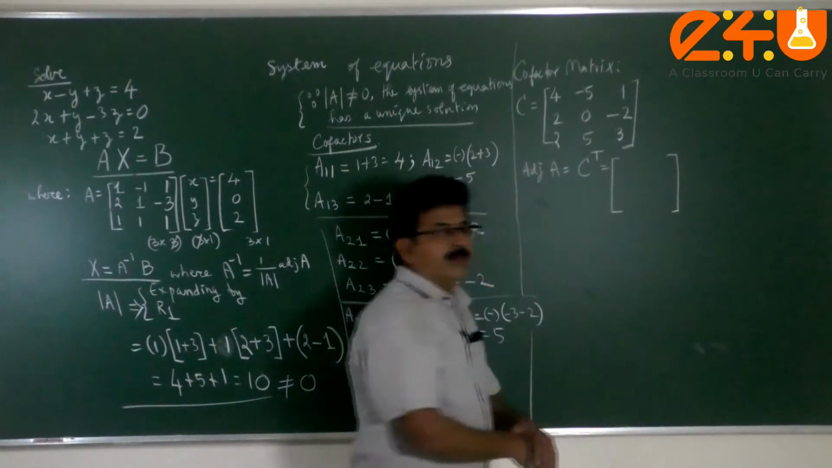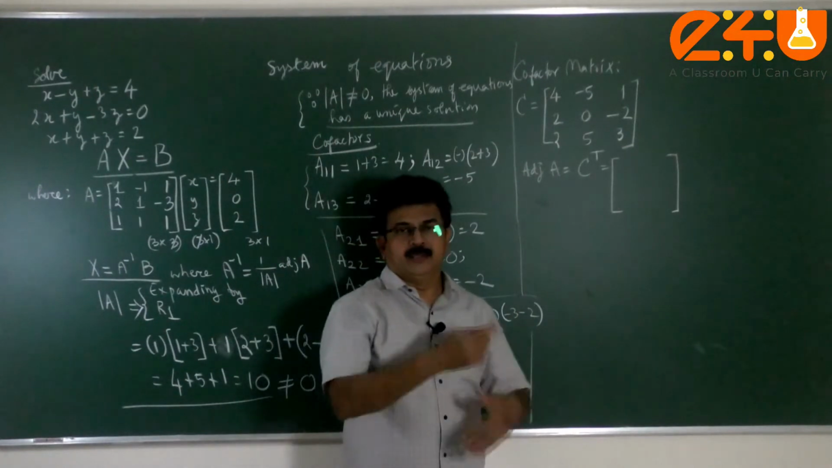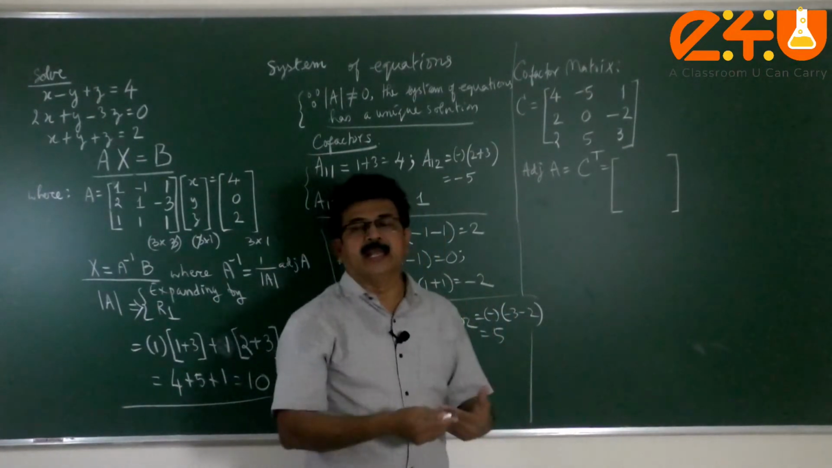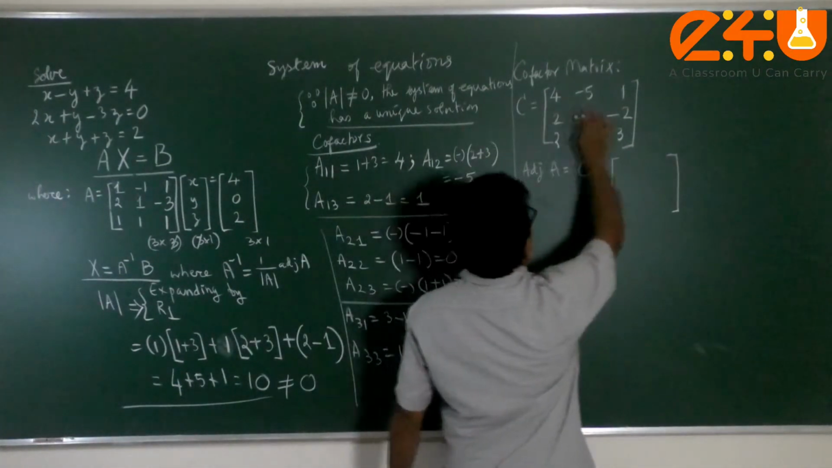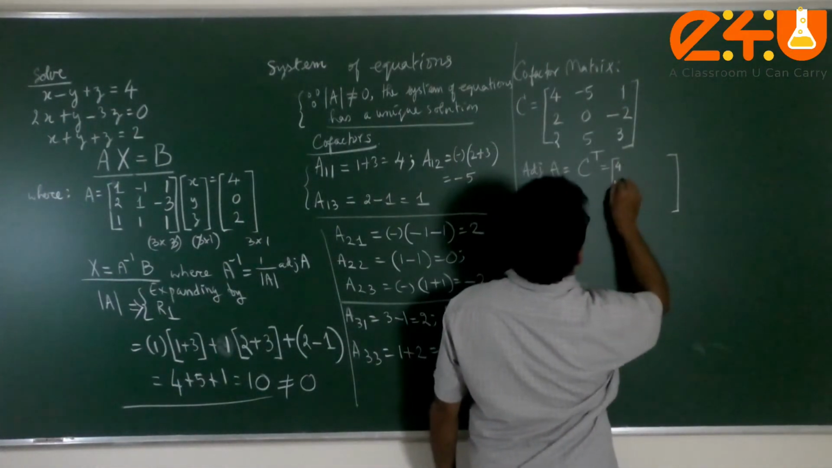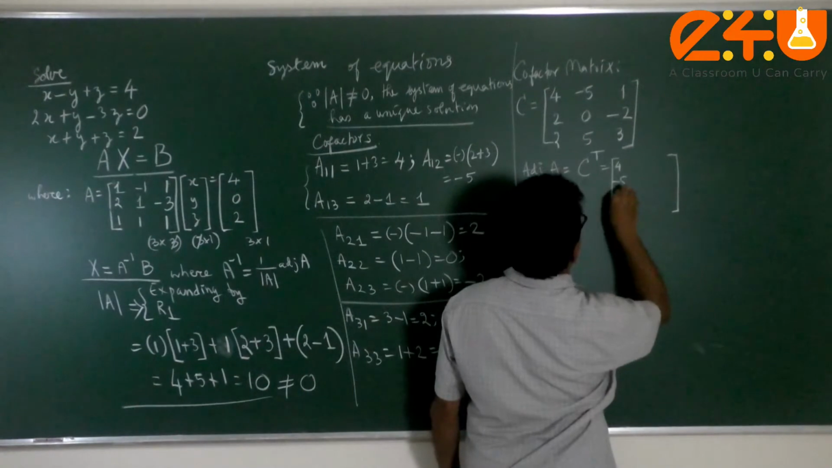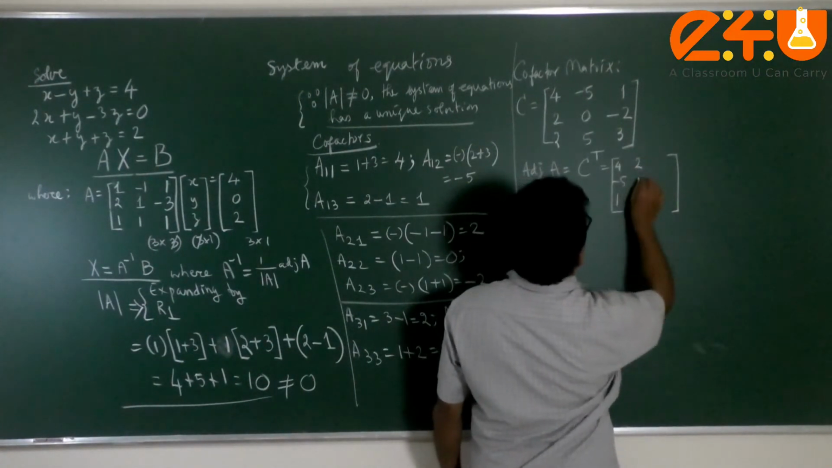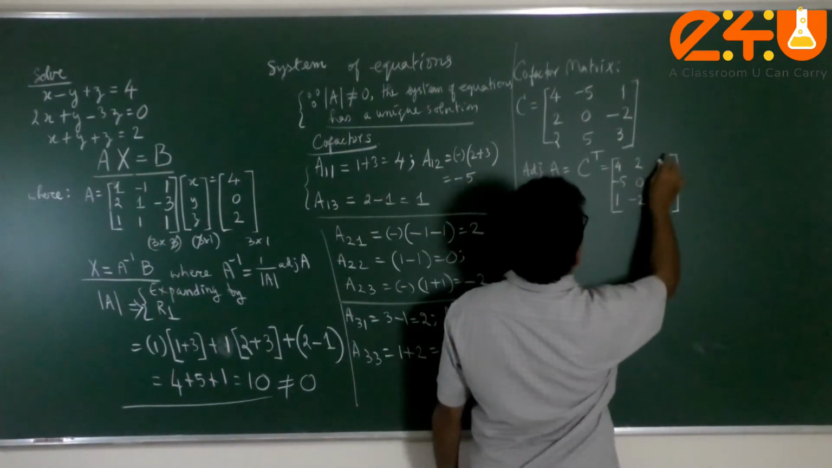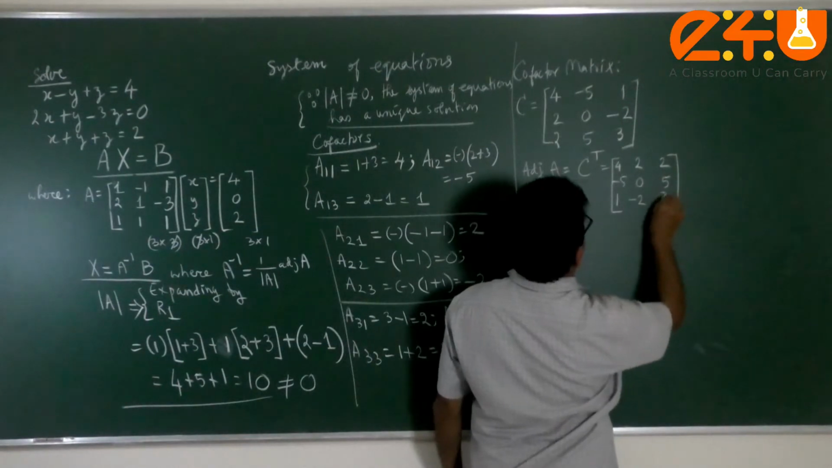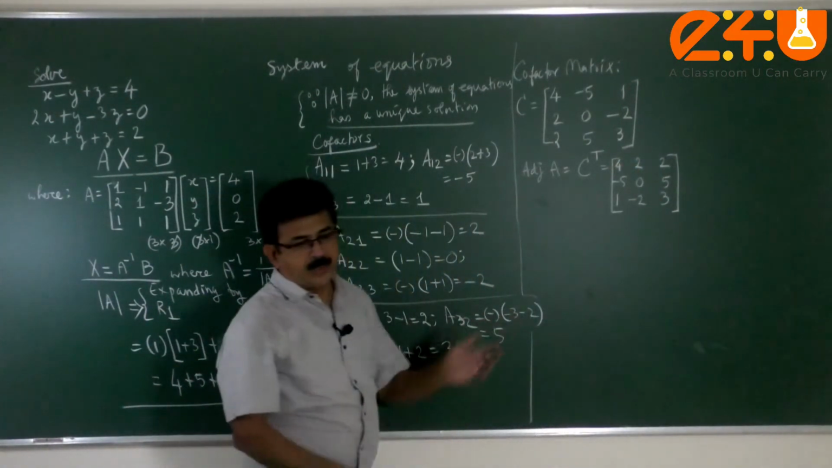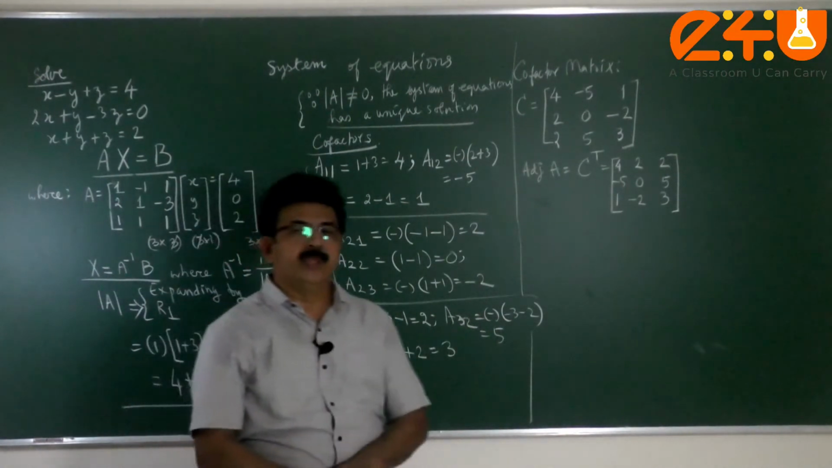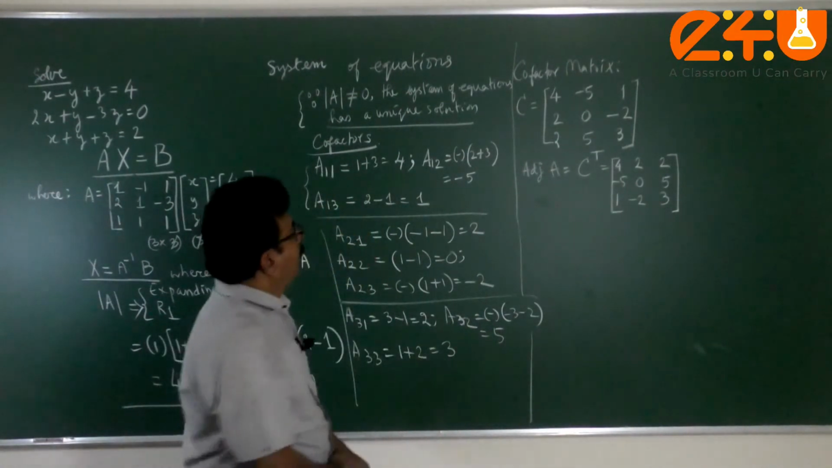It's a matter of transposing the matrix, which means writing the rows as columns and vice versa. So row 1 becomes column 1 here, 4 minus 5 and 1. 2, 0 minus 2, I am writing in column 2. 2, 5 and 3, I am putting in column 3. So that completes the adjoint matrix.